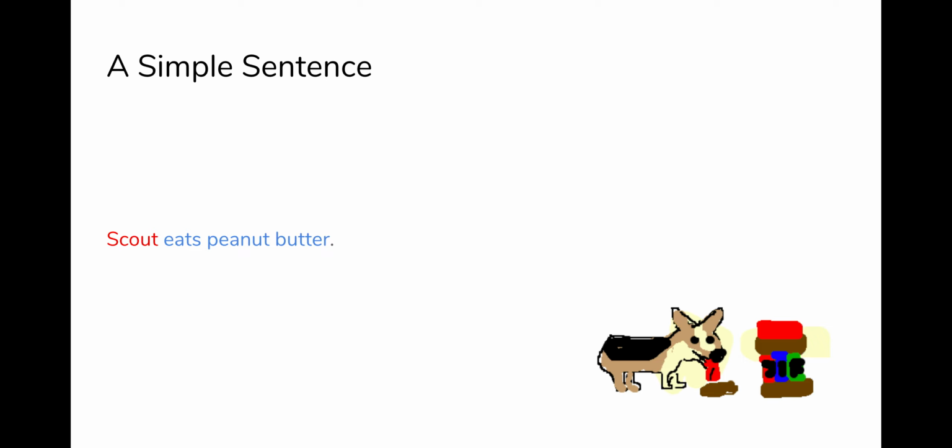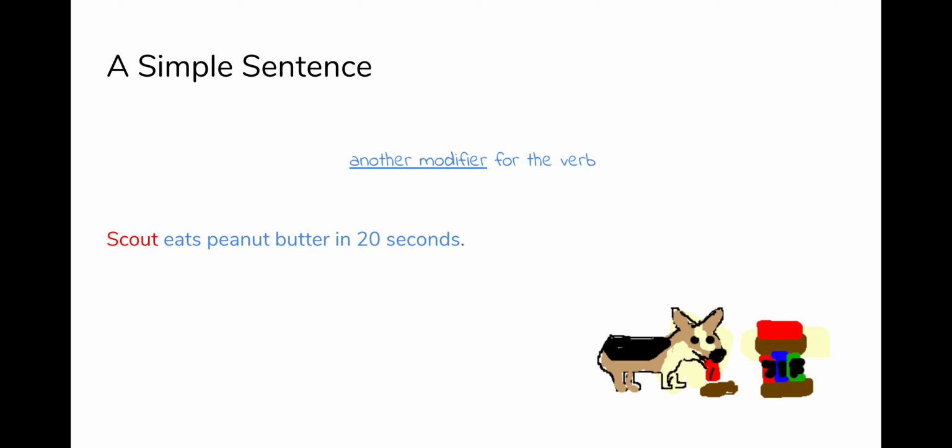Now we've added a little bit more. We've added something called a modifier. So now we know what she's eating. A modifier makes the verb more specific, gives you more information about it. Let's add another modifier. So now Scout eats peanut butter in 20 seconds. That tells you how fast she's eating.